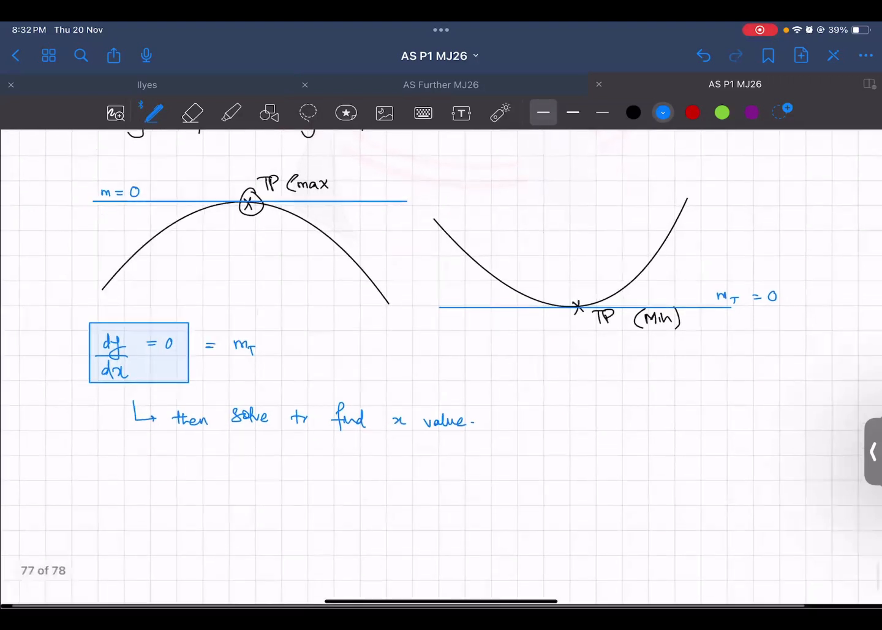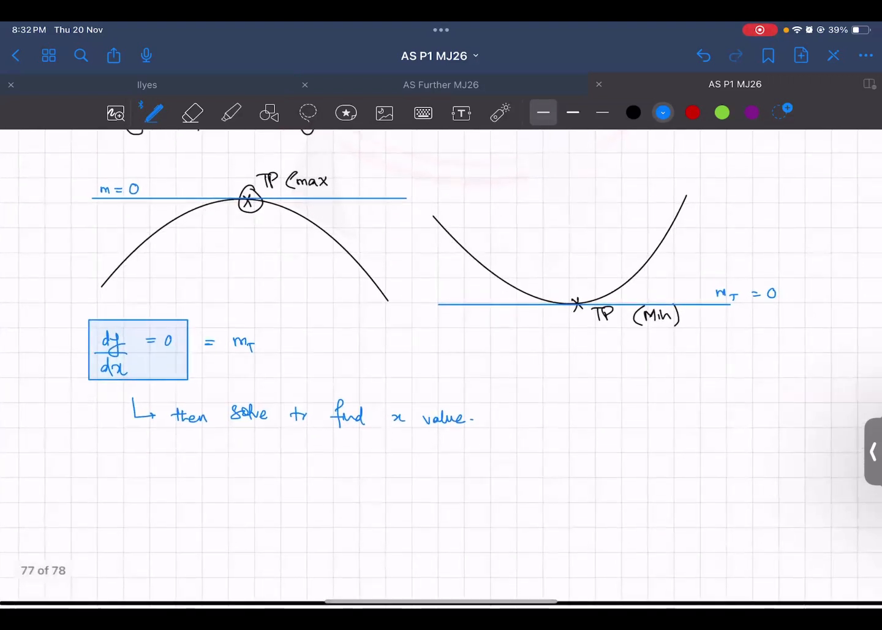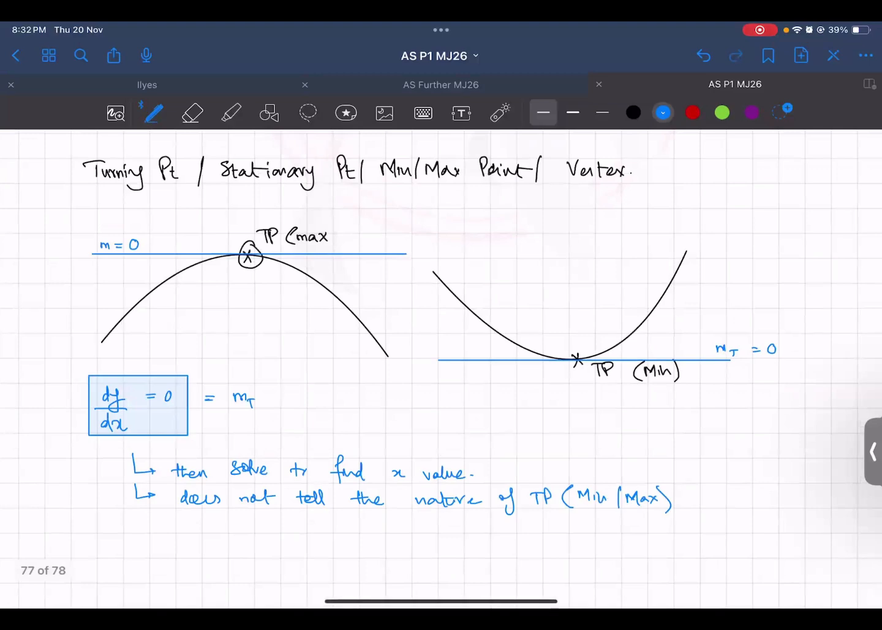As simple as that. Now this will not tell you if it is a minimum or maximum. This will only tell you the coordinates of the turning point. It does not tell the nature of the turning point, which is whether it is minimum or maximum. It will get you both of them, because in both situations the tangent is horizontal, and so the gradient will be zero.